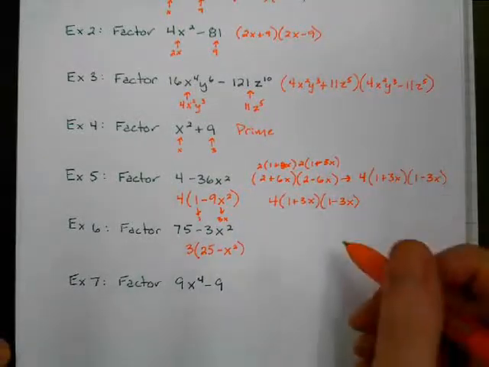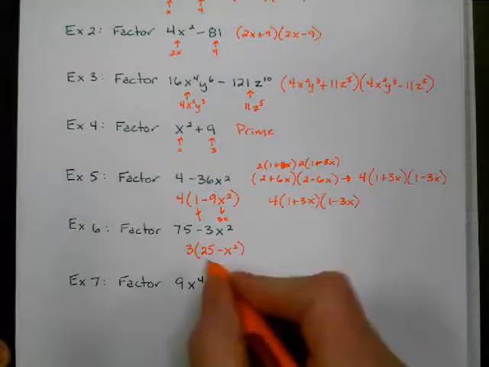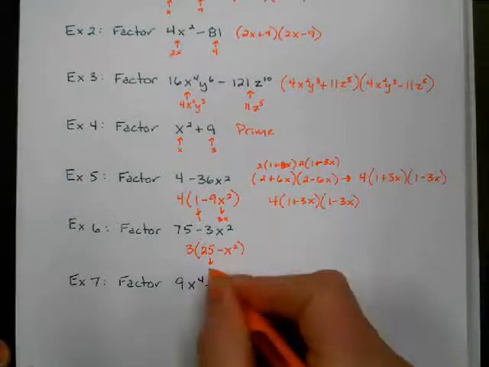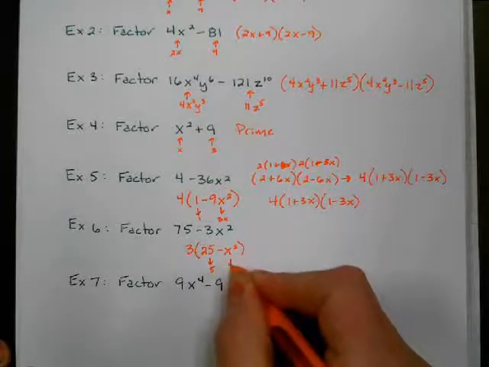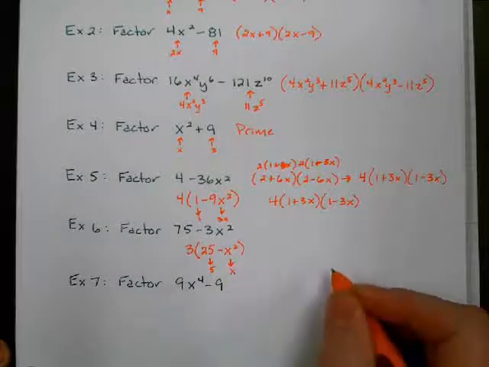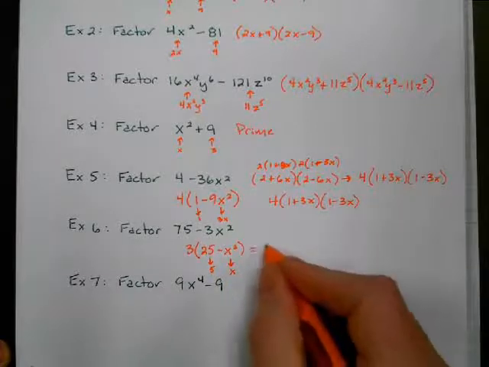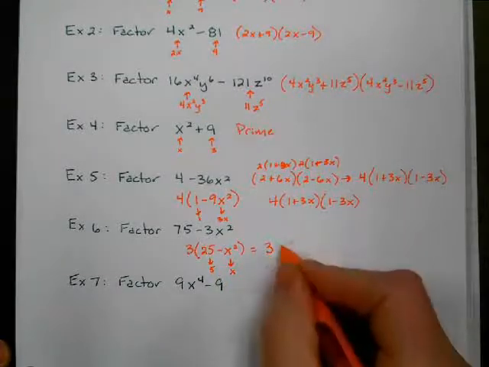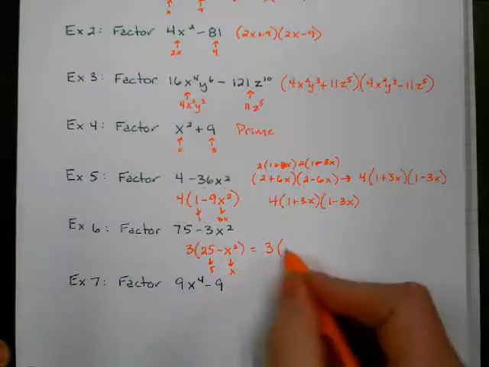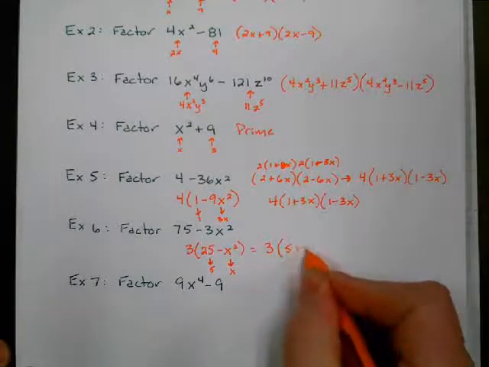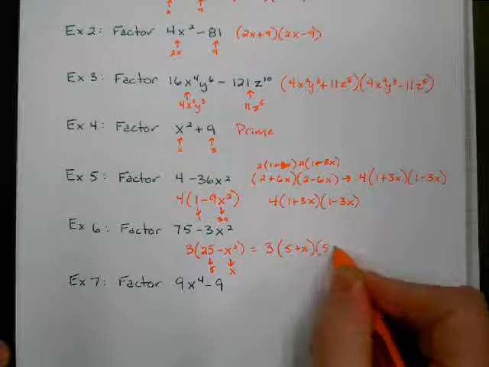Okay, so anyways, this is the perfect square of 5. This is the perfect square of x. So don't forget, we already factored out a 3. And then over here, I'm going to get 5 plus x and 5 minus x. There we go.